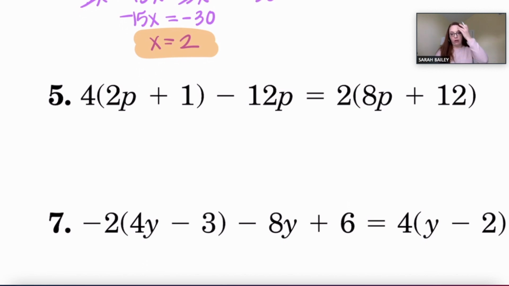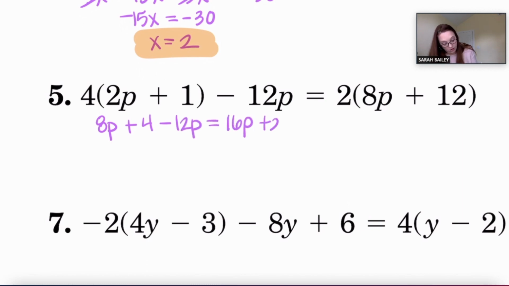So I'm going to distribute that 4. So that's going to be 8p plus 4 minus 12p equals 16p plus 24. On the left, I can combine the p's. 8p minus 12p would give me negative 4p, bringing down the plus 4. And then on the right, I don't have any like terms that I can combine, so I'm just going to bring it all down. Okay, now I'm going to get all the p's together.